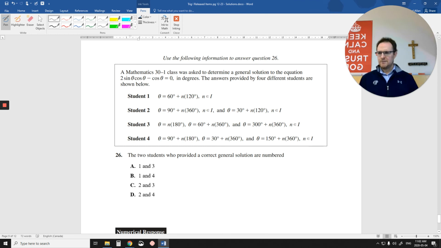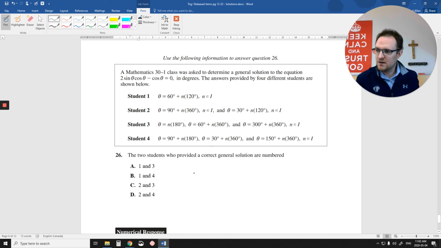Math 31, determine the general solution. They've provided 4 different solutions. Which ones are correct? Remember, there are multiple ways that represent the same thing. You can combine certain ones together. You can keep them all separated. That's totally up to you.